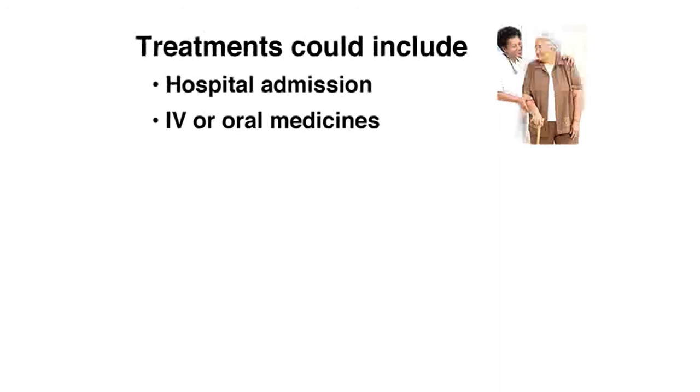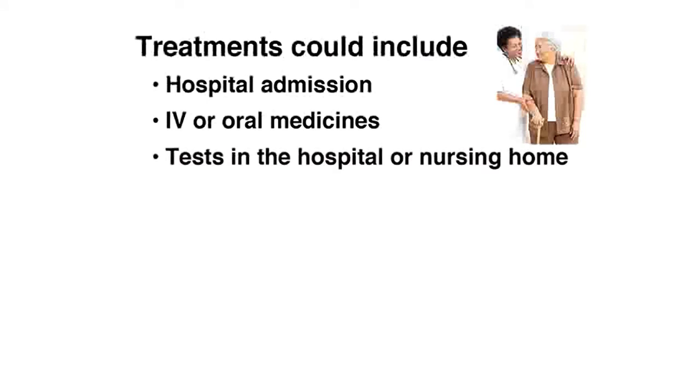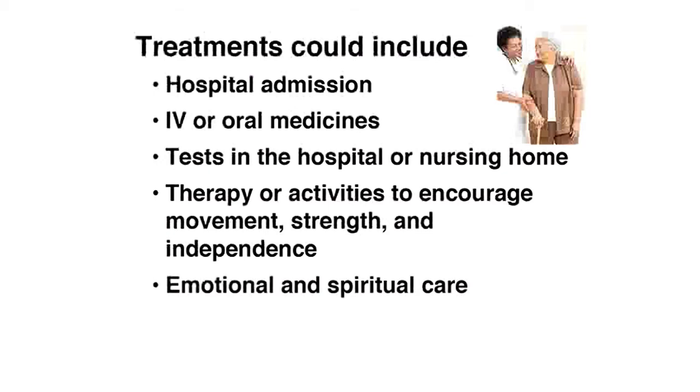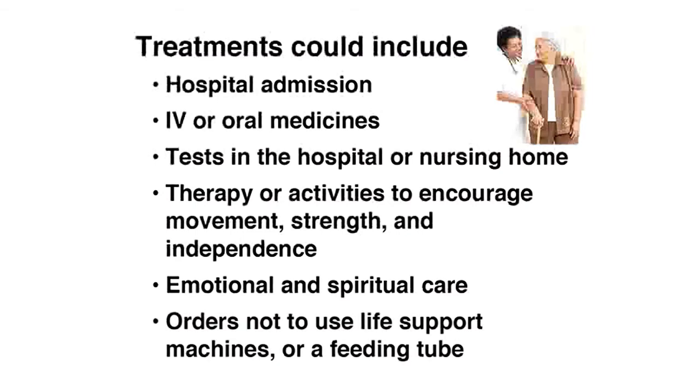Treatments for supporting function depend on the person's needs and wishes, but could include hospital admission, IV or oral medicines for new illnesses like infections, tests in the hospital or nursing home, therapy or activities to encourage movement, strength, and independence, emotional and spiritual care based on what is helpful to the person, orders not to use life support machines or a feeding tube.